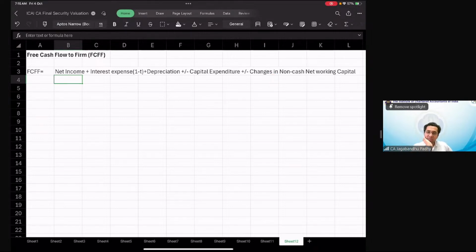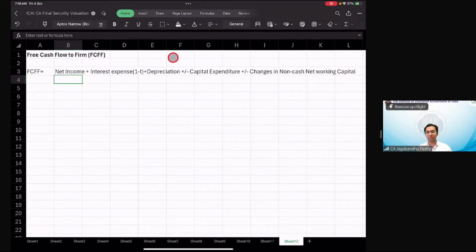Stephen is asking, depreciation 1 minus t? No, why would you take depreciation 1 minus t? See, interest was subtracted while computing net income because it was actually going to be paid. And the idea for adding interest expense 1 minus t is we want to know what is the cash flow available to all the investors. So the payment that you're making to your debenture holders was already subtracted. So therefore, I'm adding back, taking it as after tax effect.